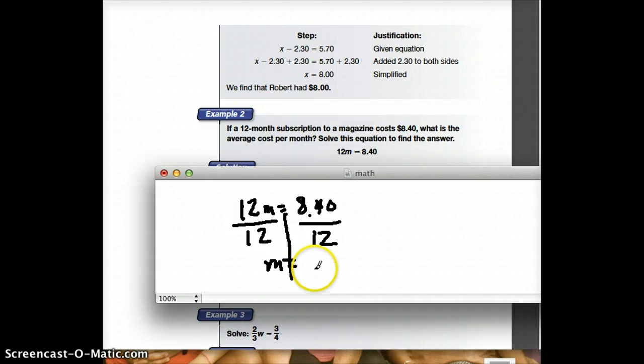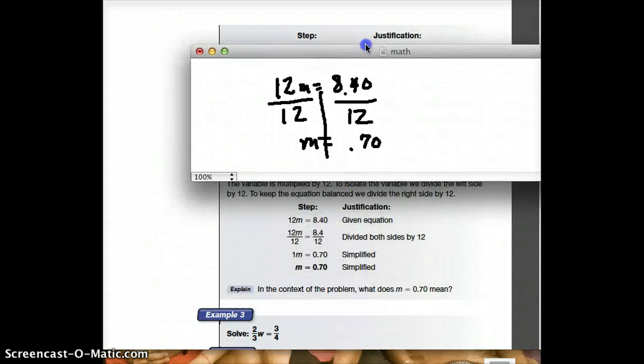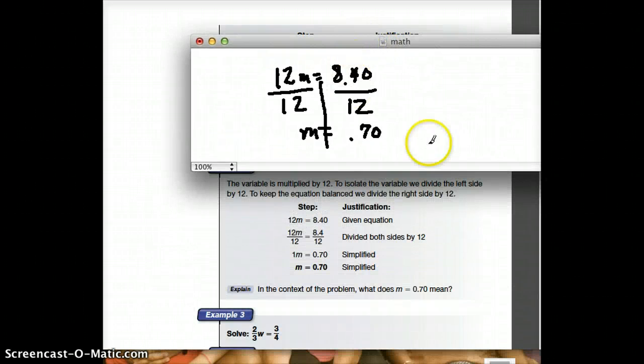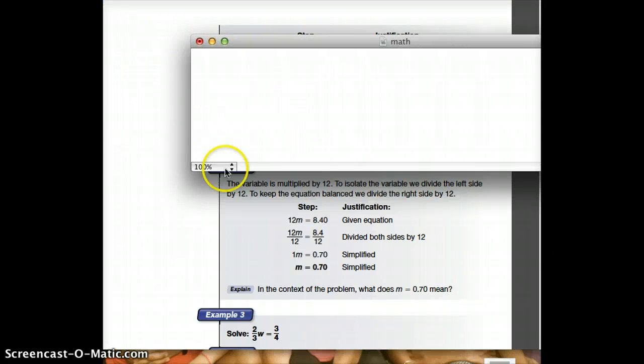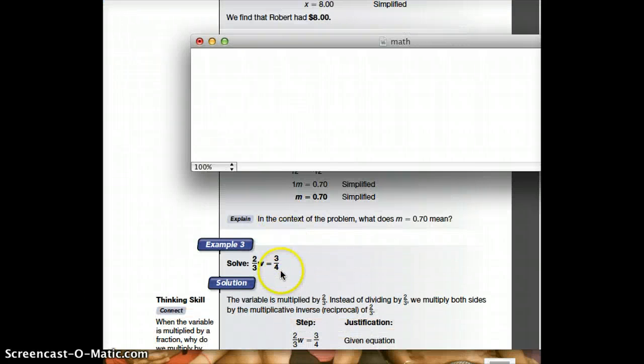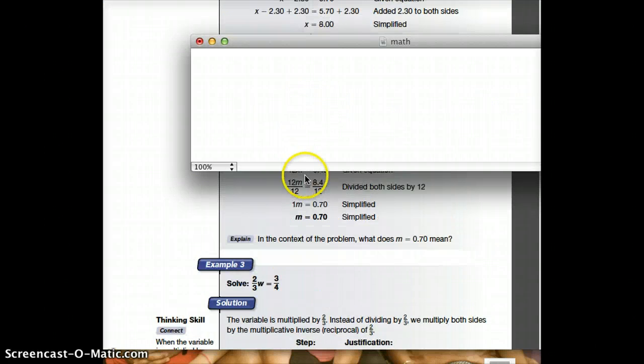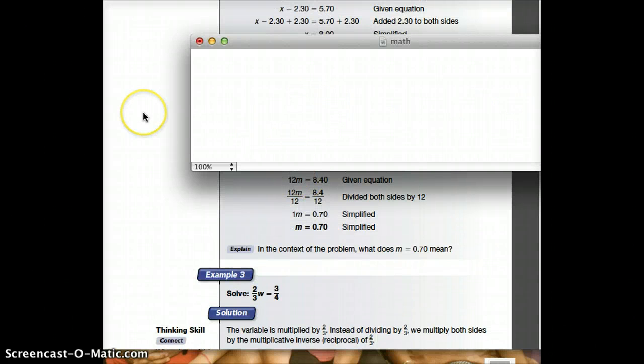Which would be, let's see, I'm going to take a guess at this and say it is 70 cents. Well, look at that. I was right on the money. Okay, good. All right. Okay, let's look at example 3. Now, example 3, I don't think it's that hard, but people do get mixed up with it.